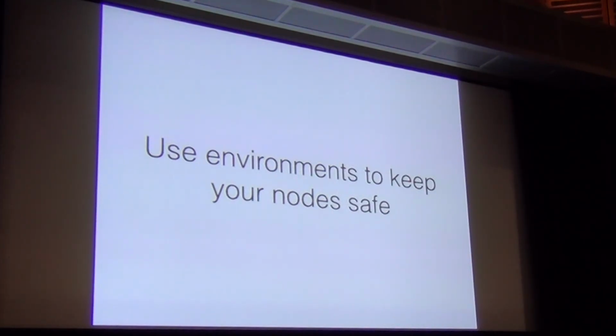Use environments to keep your nodes safe. This sort of sounds simple to some people, but I know a lot of people who only have one environment and their nodes aren't very safe. So you should have a Puppet environment for each of your deployment environments. At the very least, you should have a production environment, a stage environment, and a development environment. Never push a module to production unless it's successfully deployed in the other environments.